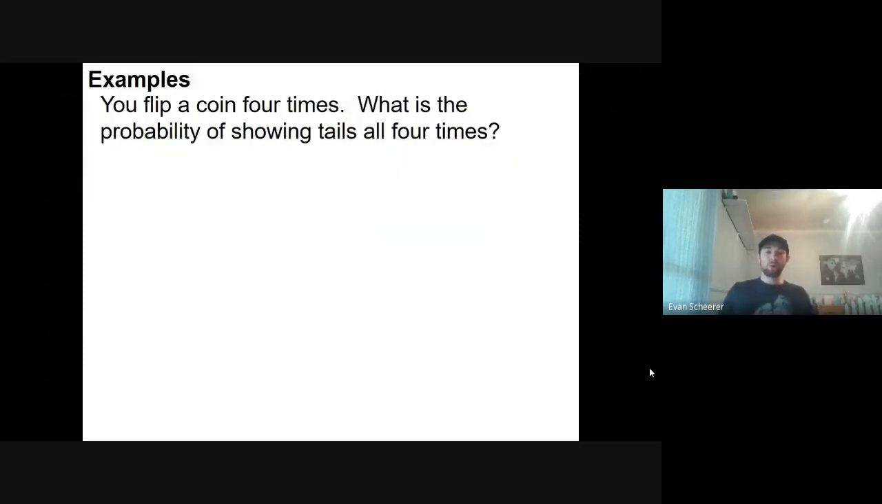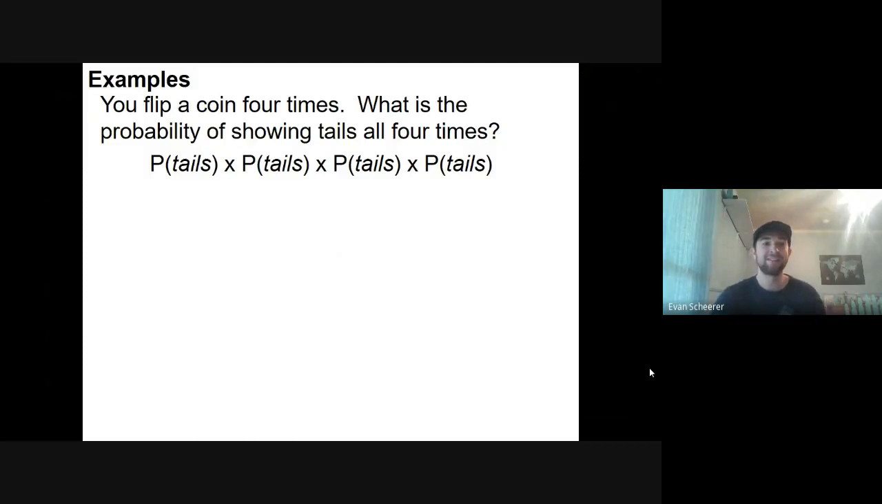Next one. You flip a coin 4 times. What is the probability of showing tails all 4 times? Well, guys, this is independent. It doesn't matter what I flip first. It doesn't affect the new flip. So the probability would be the probability of getting tails, times the probability of getting tails, tails, tails. Well, the probability of getting tails is a 1 in 2 chance, right? You can get heads or tails. So you have a 1/2 chance. But then it's 1/2 times 1/2 times 1/2 times 1/2 because all the probabilities are separate. They don't affect one another, so they're all 1/2. Multiply that together, you have a 1 in 16 chance of getting tails 4 times in a row.